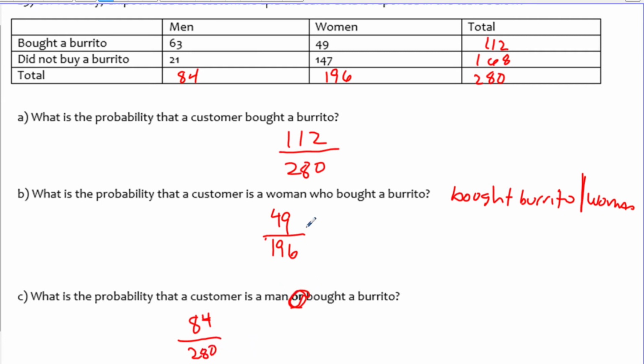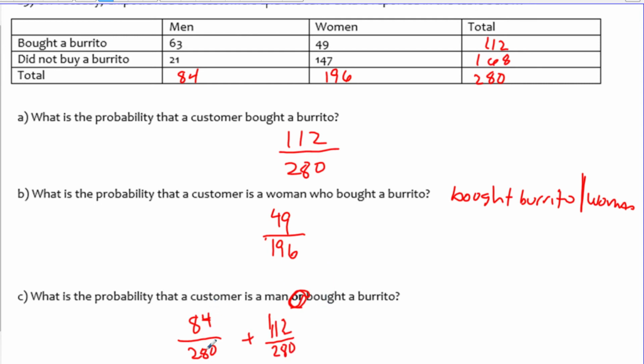Bought a burrito would be, again, let's look at the burrito column. That's 112 people. Hopefully my pen will last. I might have to end the video here and end it in another one. Okay, looks like my pen's being a little strange. Okay, 112 out of 280. But here's where I have to be careful.